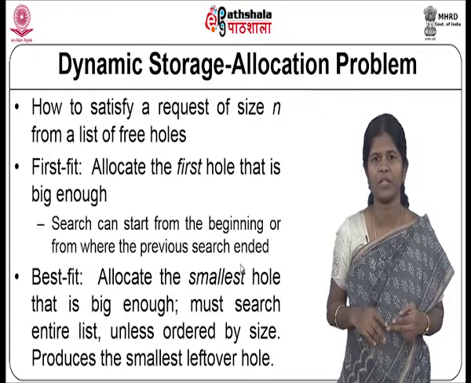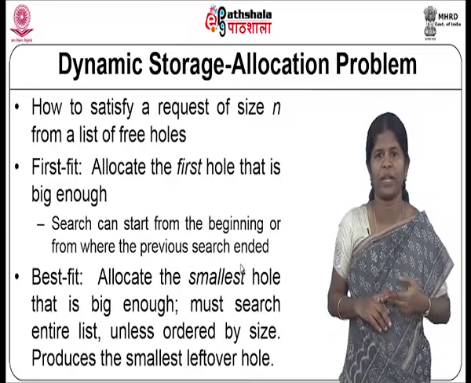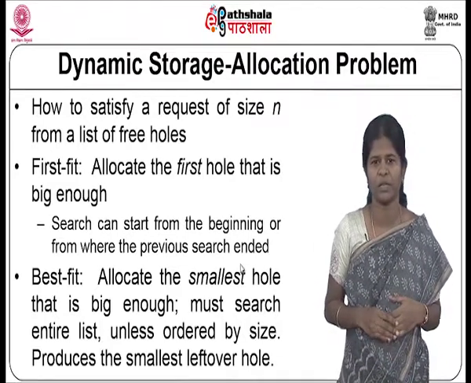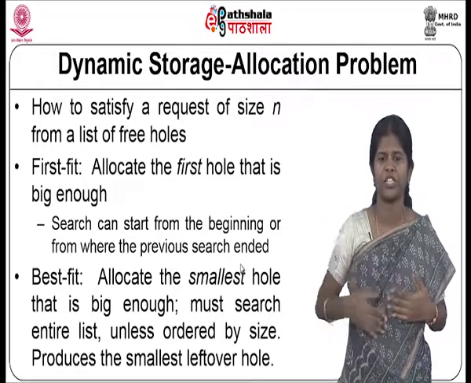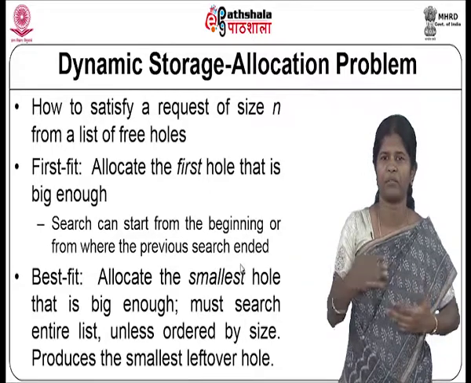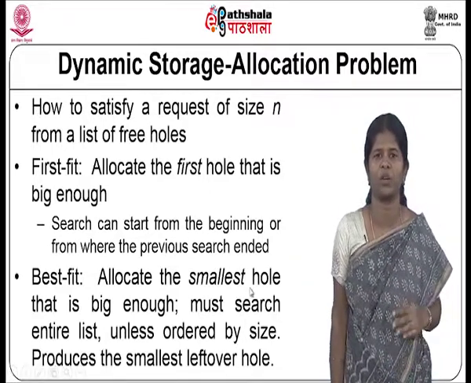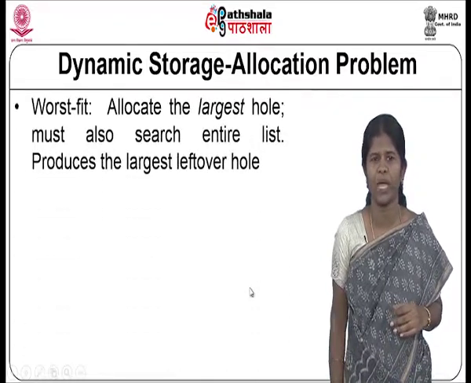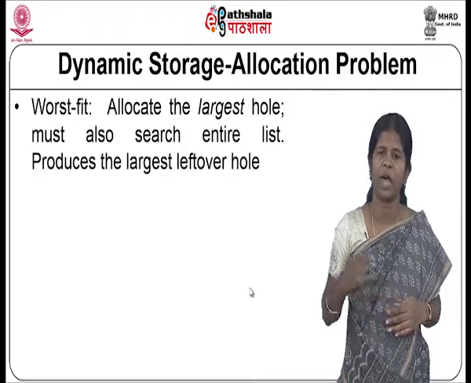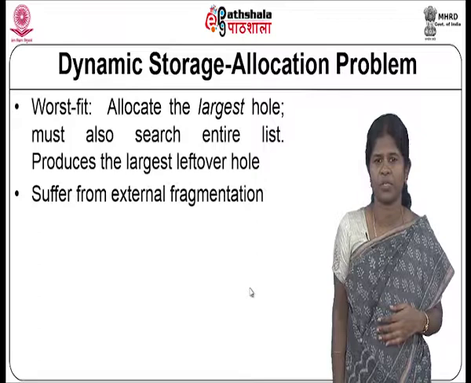The next mechanism is best fit. In best fit, you allocate the smallest hole that is large enough to accommodate the process. Again, you need to search the entire list, but if the list is ordered by size, then you can search based on that, and this will produce the smallest leftover hole. The next way is worst fit, where you allocate the largest hole that is large enough to accommodate the process.